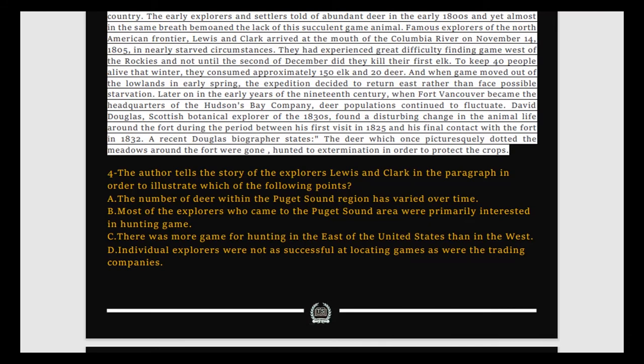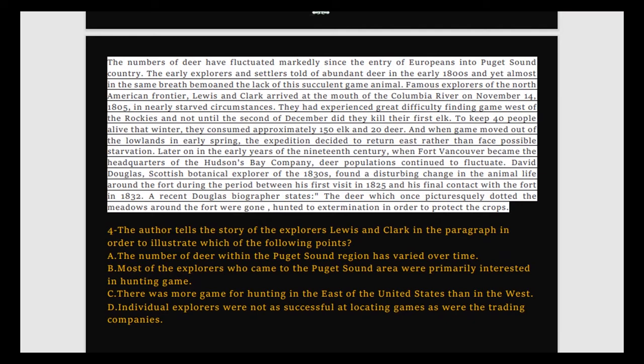Okay, the author tells the story of the explorers Lewis and Clark in the paragraph in order to illustrate which of the following points. Now, our keywords here are Lewis and Clark. Let's skim through the passage and find these keywords. We found them here, Lewis and Clark. So we should read from the beginning to understand the purpose.